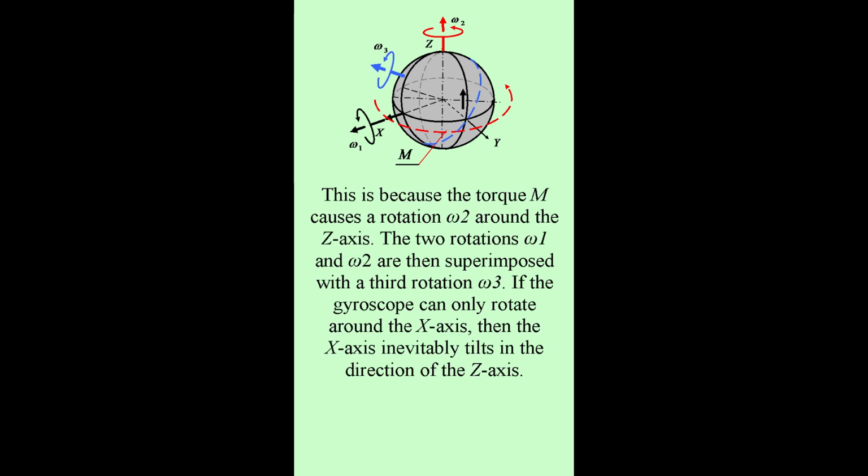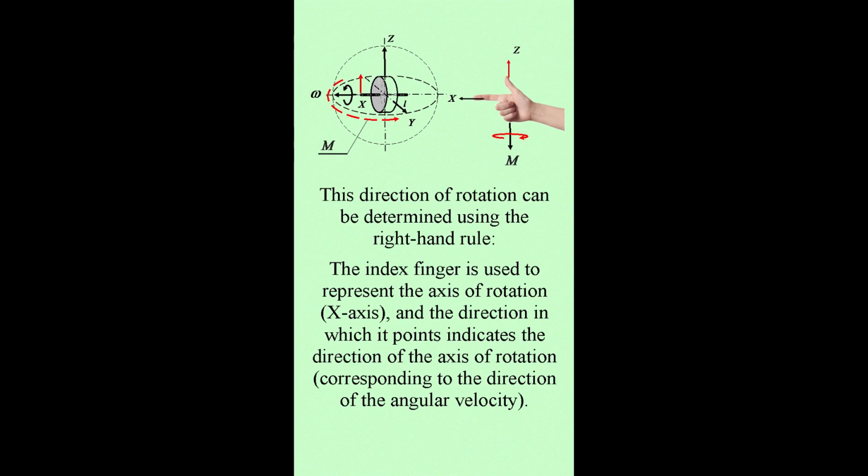This is because the torque m causes a rotation omega-2 around the z-axis. The two rotations omega-1 and omega-2 are then superimposed with a third rotation omega-3. If the gyroscope can only rotate around the x-axis, then the x-axis inevitably tilts in the direction of the z-axis. This direction of rotation can be determined using the right-hand rule.